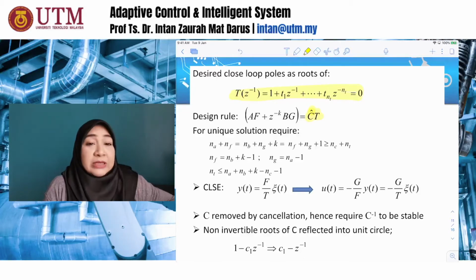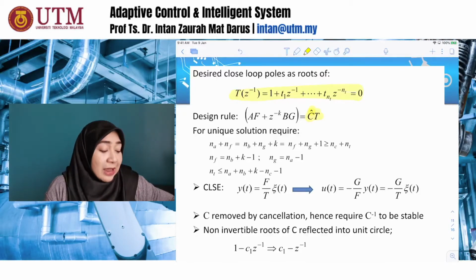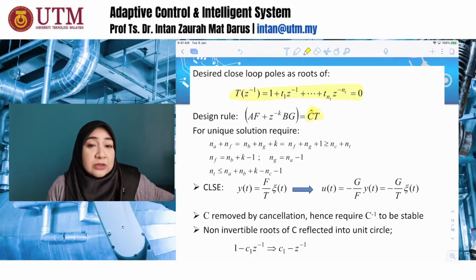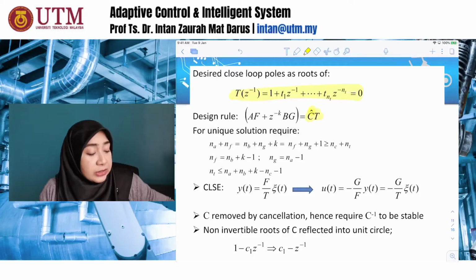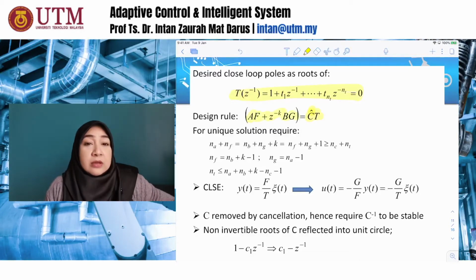So I put this into a design rule. AF plus z^-k BG must be equivalent to the estimated C multiplied by the desired poles T that we have decided just now. If you look at this equation, the left hand side and right hand side, in order for you to have a unique solution, the model order has to tally.